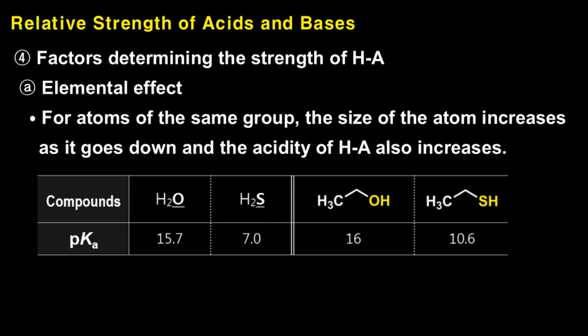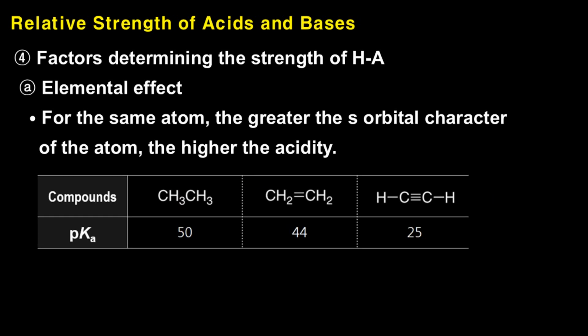We see the same trend when we compare water and hydrogen sulfide, or an alcohol and a thiol. Sulfur is larger than oxygen, so the HS bond is weaker than the HO bond. And because of that, it's easier for sulfur to let go of a proton. That's why hydrogen sulfide is more acidic than water, and a thiol is more acidic than an alcohol. Finally, let's talk about hybridization. The more S character an atom has, the closer its electrons are held to the nucleus.